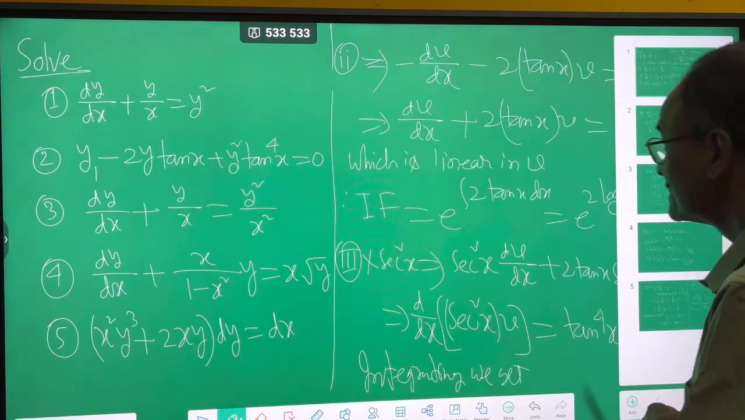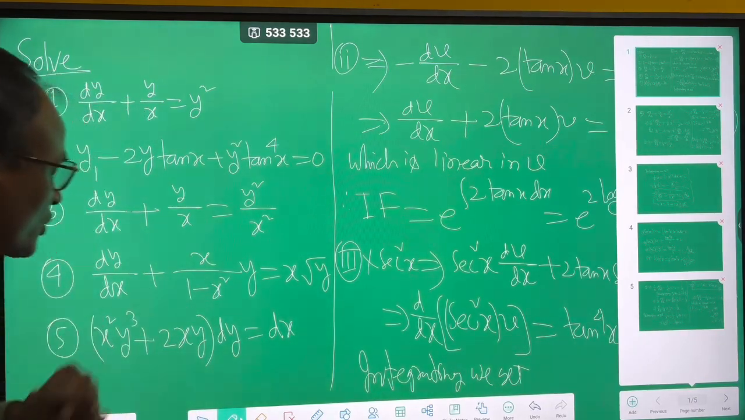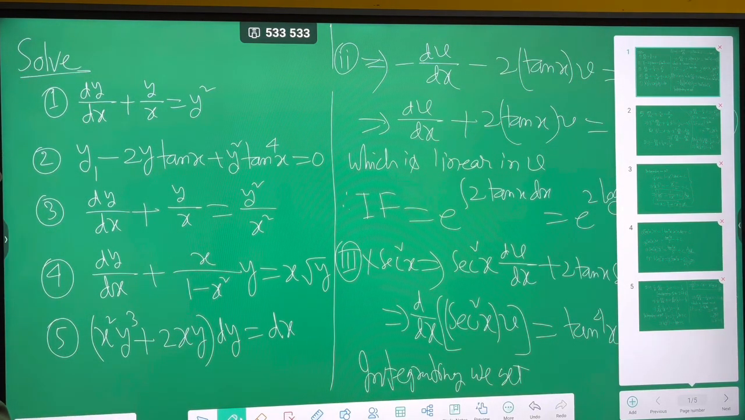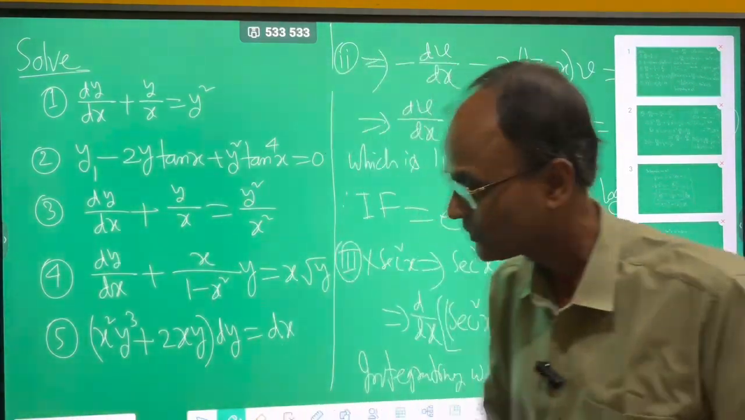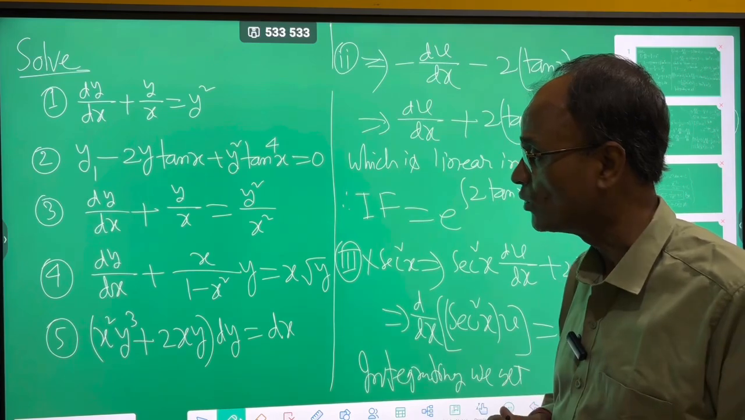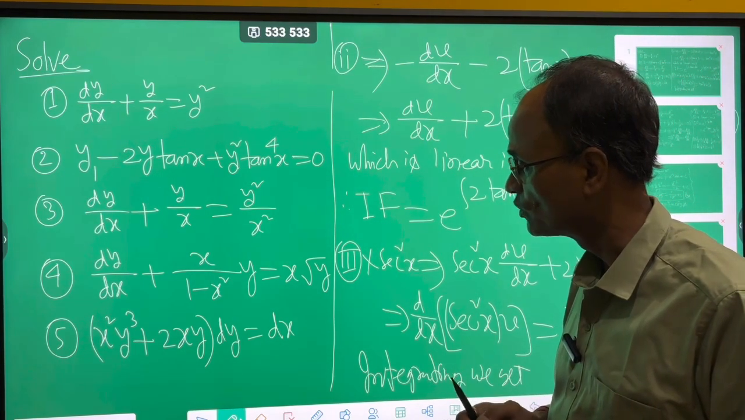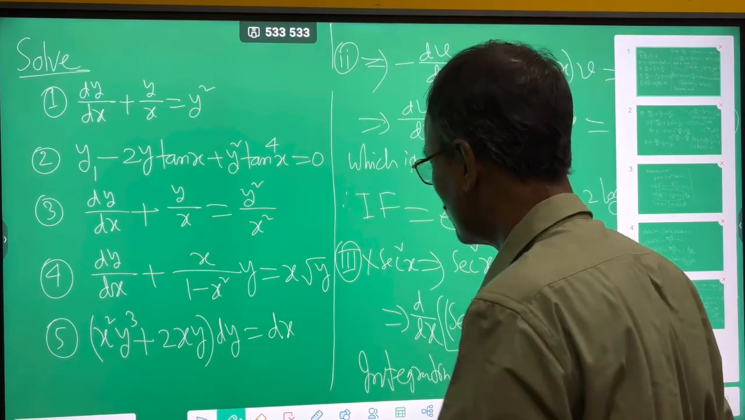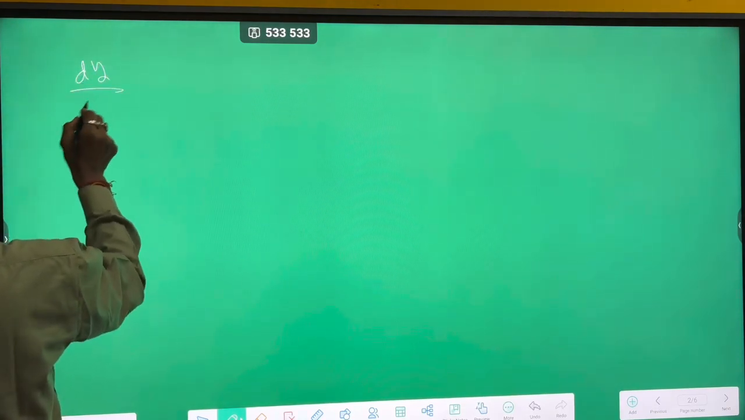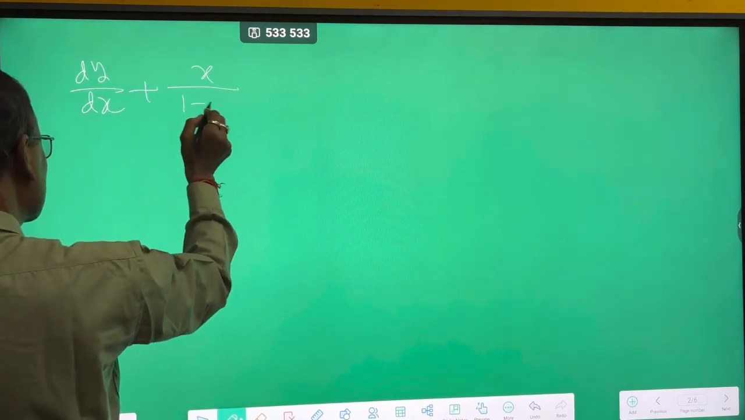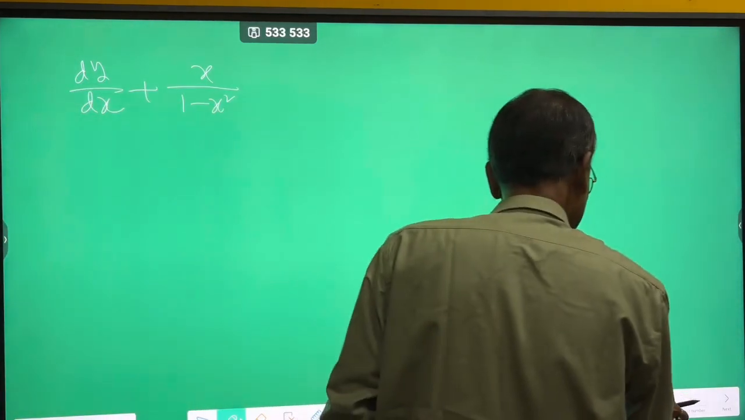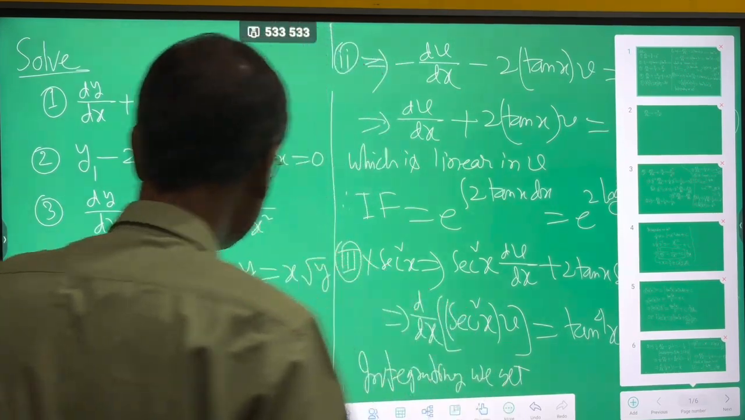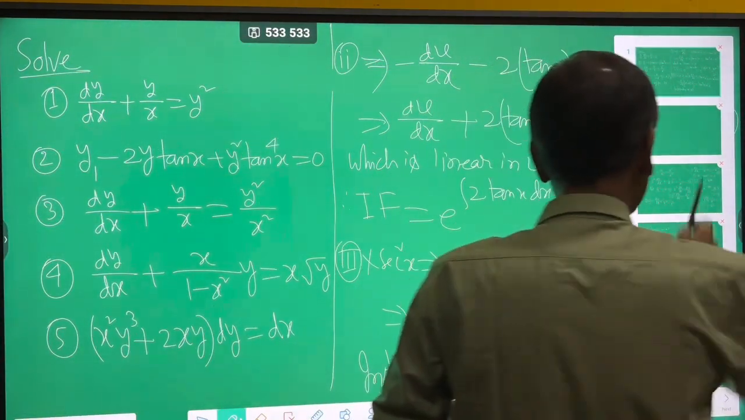Now, come to question number 4. What is question number 4? dy by dx plus x by 1 minus x square, y equal to x root over y, x into root over y.